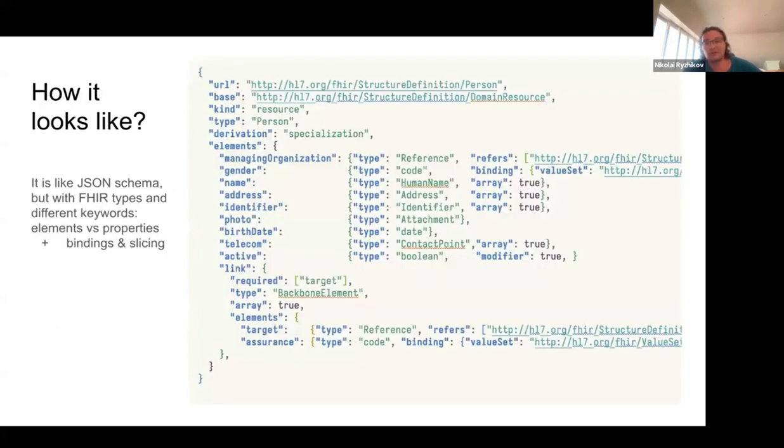Okay, so what does FHIR schema look like? It looks like JSON schema, but with FHIR data types, not JSON data types, and different keywords. For example, instead of properties, we're using elements, because the FHIR semantic is slightly different. It's hard to describe with a JSON schema. To be honest, a few years ago we tried to translate FHIR structure definitions to JSON schemas, but this attempt failed because the JSON schema became quite ugly. There's a mismatch between the two.